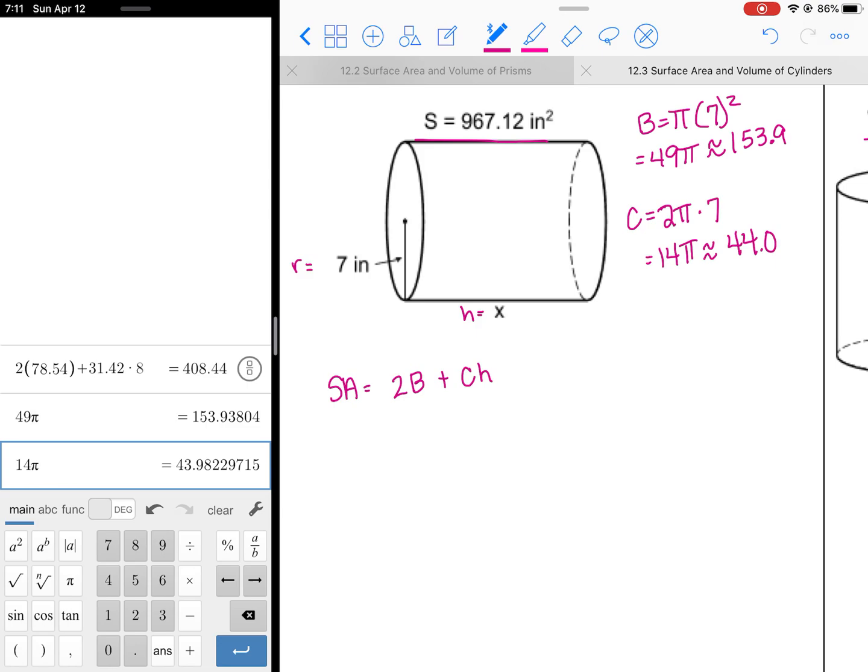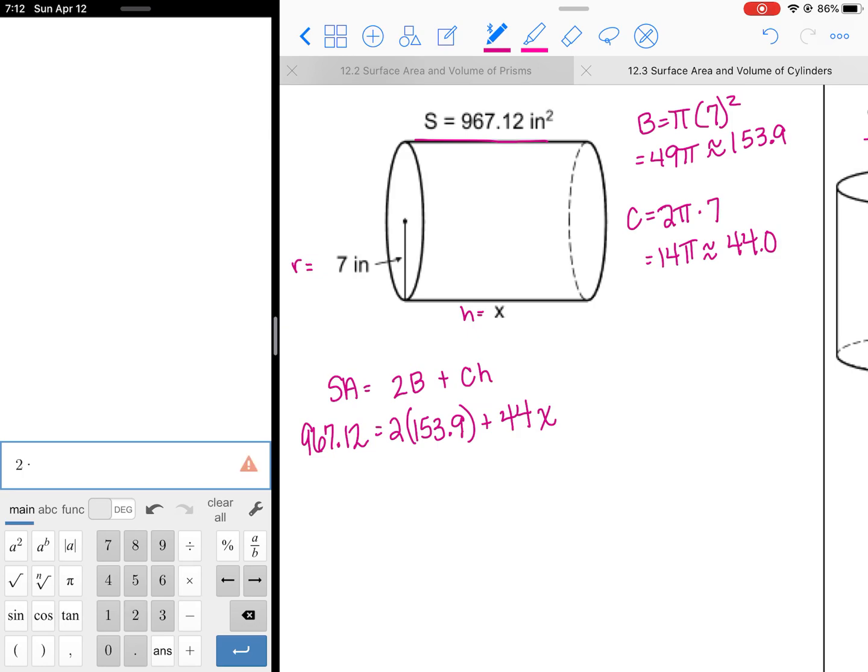So now I'm ready to plug in what I know. I know that the surface area is 967.12. I already found a value for the area of the base, which was 153.9. And I found the circumference was 44. Now the height is what I don't know. That's where the x goes. So now let's simplify this first. So 2 times 153.9 gives me 307.8.